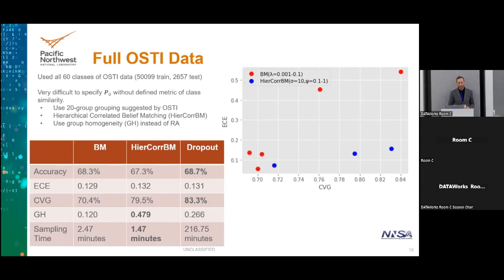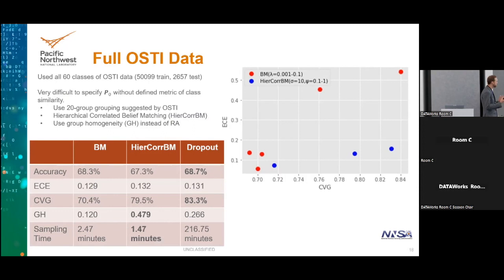Of course, then the ranking accuracy metric is no longer applicable here. So we used group homogeneity. So essentially, how often are those similar groups in the category in your credible set? Okay, so again, we're trying to tune these things to have equal ECE, which is close.